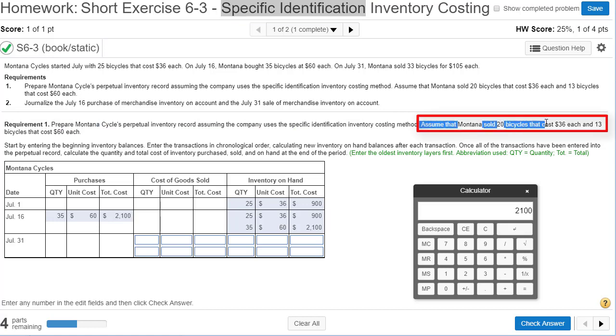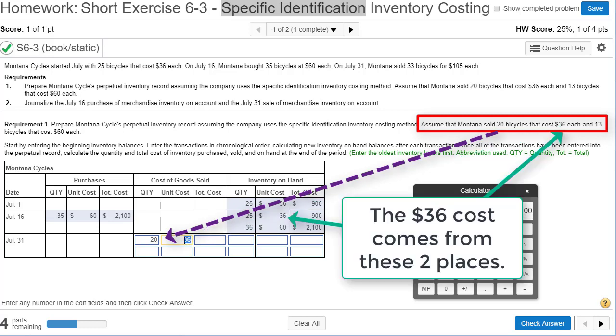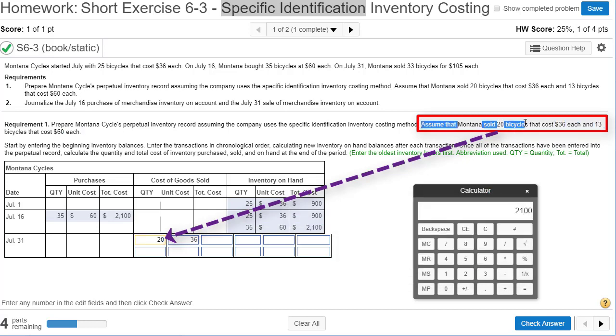So here's the details we're looking for. Assume that Montana sold 20 bicycles that cost $36 each. So out of this $36 layer, we had 25, but we sold 20 of those. So we're going to put 20 times 36. So I'm just bringing this $36 down here. Where did I get the 20? The 20 comes from right here.